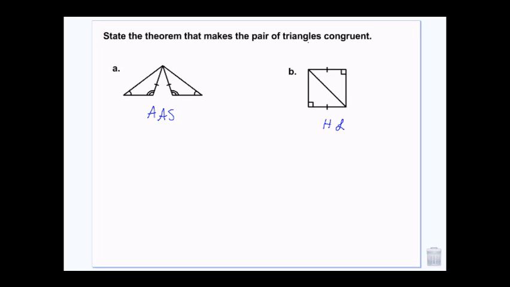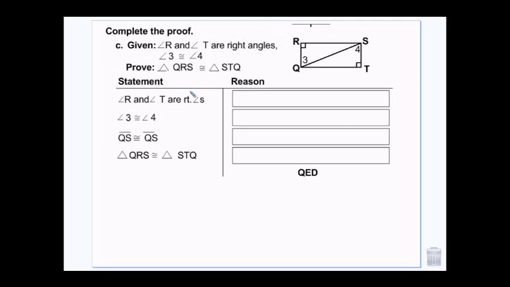Okay. All right, then let's go over this proof. I'm given that angle R and angle T are right angles. That's marked already, so that's given. Angle 3 is congruent to angle 4. All right, so I have right triangles, and I have the angles that are congruent. Because the diagonal across here is congruent to itself, that's the reflexive property.